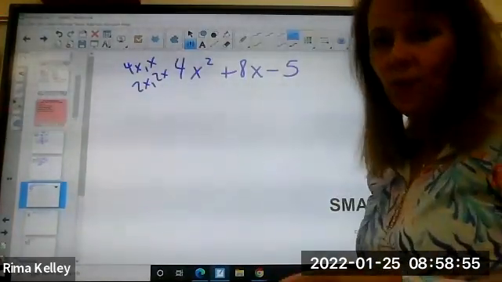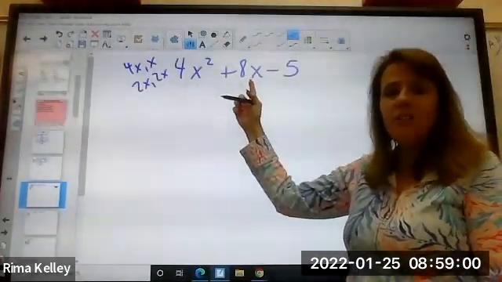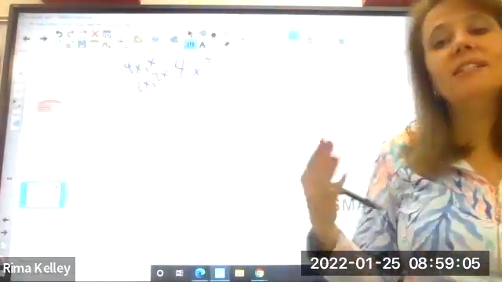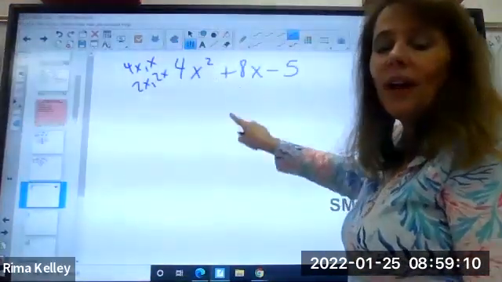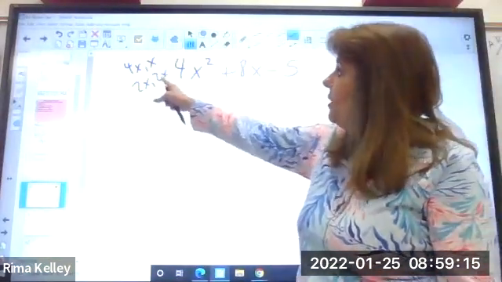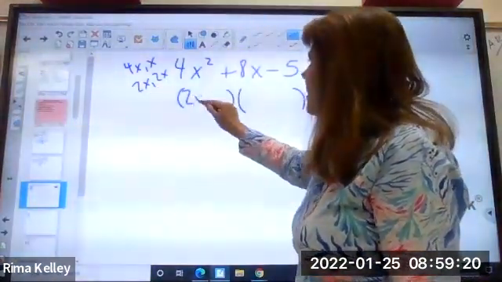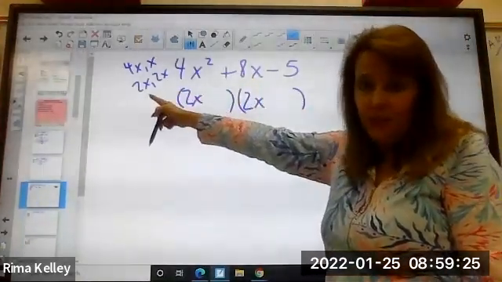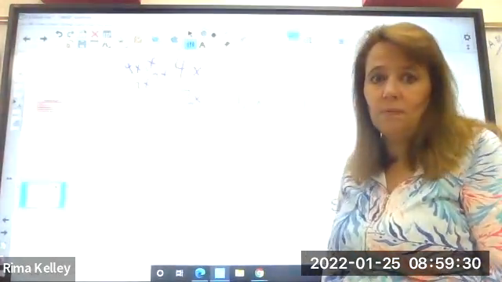Now, there's a great rule: if the middle term is odd, pairs of evens are impossible. Remember, an even plus an even is even, and an even minus an even is also even. But this middle term is even, so try evens first if there are any. 2 and 2 are both even, so I'm going to try those first. So I do 2x and 2x. If this had been a 7, it can't be 2 and 2, because if the middle term is odd, pairs of evens are impossible.